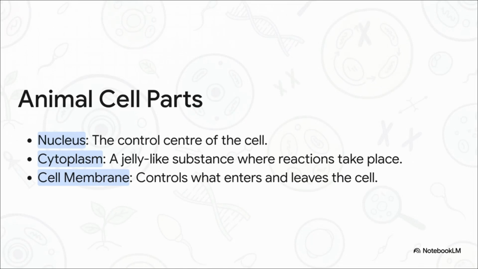Okay, let's kick things off with the animal cell. Yep, the very kind you and I are made of. So first up, we've got the nucleus. Think of this as the control center, the absolute brain of the whole operation. Then you've got the cytoplasm, which is this jelly-like stuff that fills the cell. It's like the factory floor where all the action happens. And wrapping it all up is the cell membrane. This is like the security gate, you know? It's super important because it controls everything that goes in and out.